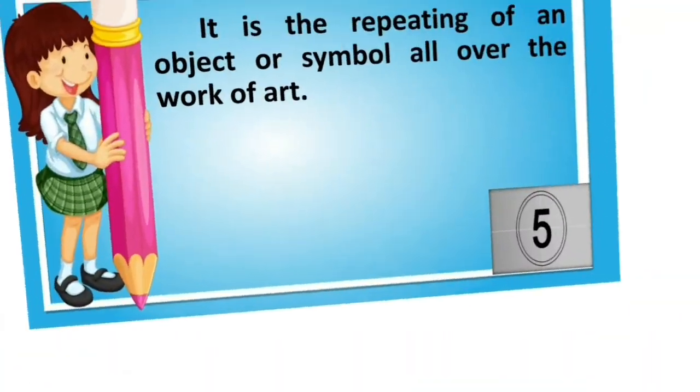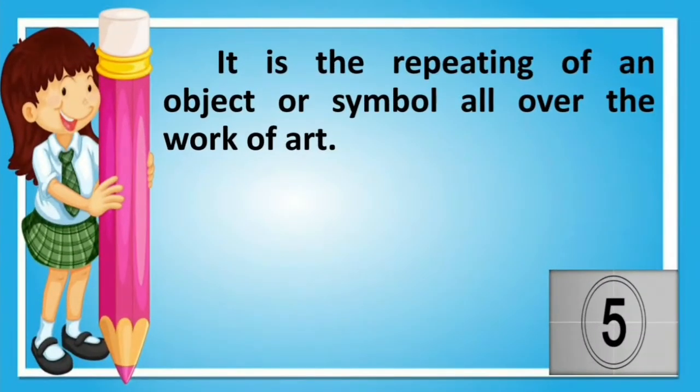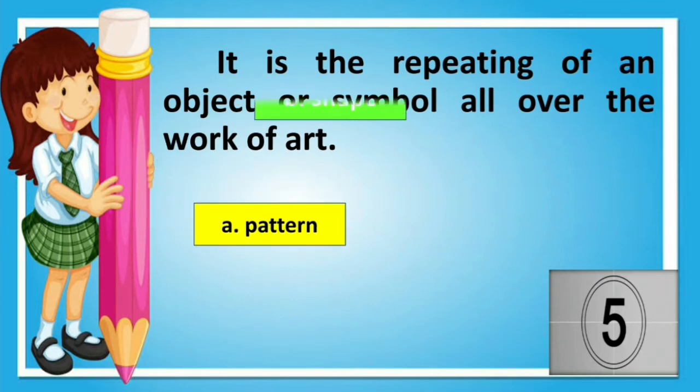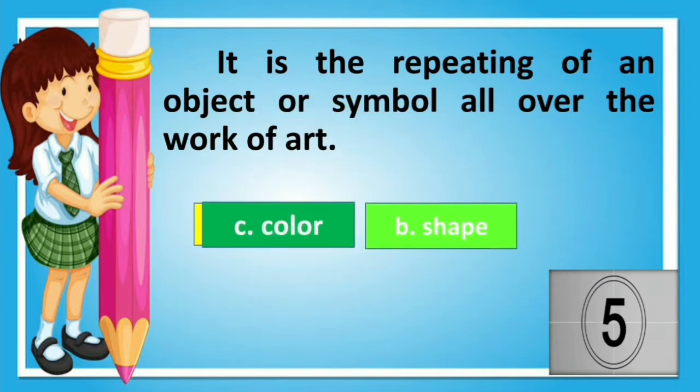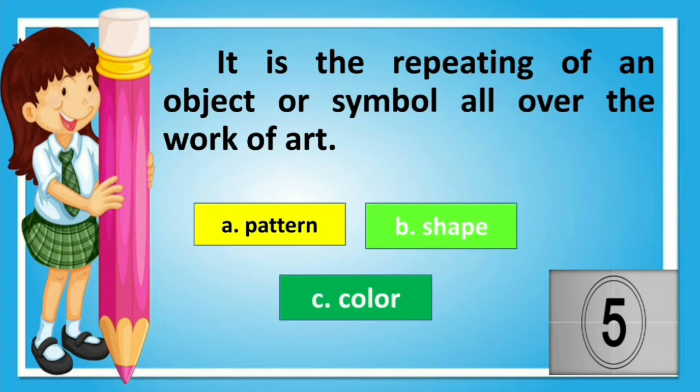Number 5. It is the repeating of an object or symbol all over the work of art. A. Pattern. B. Shape. C. Color. Timer starts now. And the answer is A, pattern.